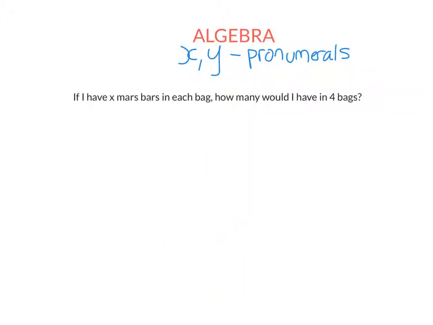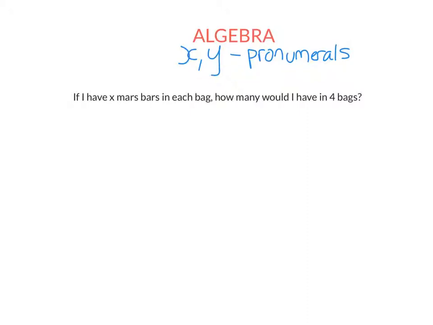What we're going to do now is look at turning sentences in ordinary English into mathematical sentences. We're going to write things with just mathematical symbols. So let's look at this example here. Let's say I have x Mars bars in each bag. How many would I have in 4 bags? Now, the thing that people find most difficult about questions like this is they think that they have to come up with one number as the answer.